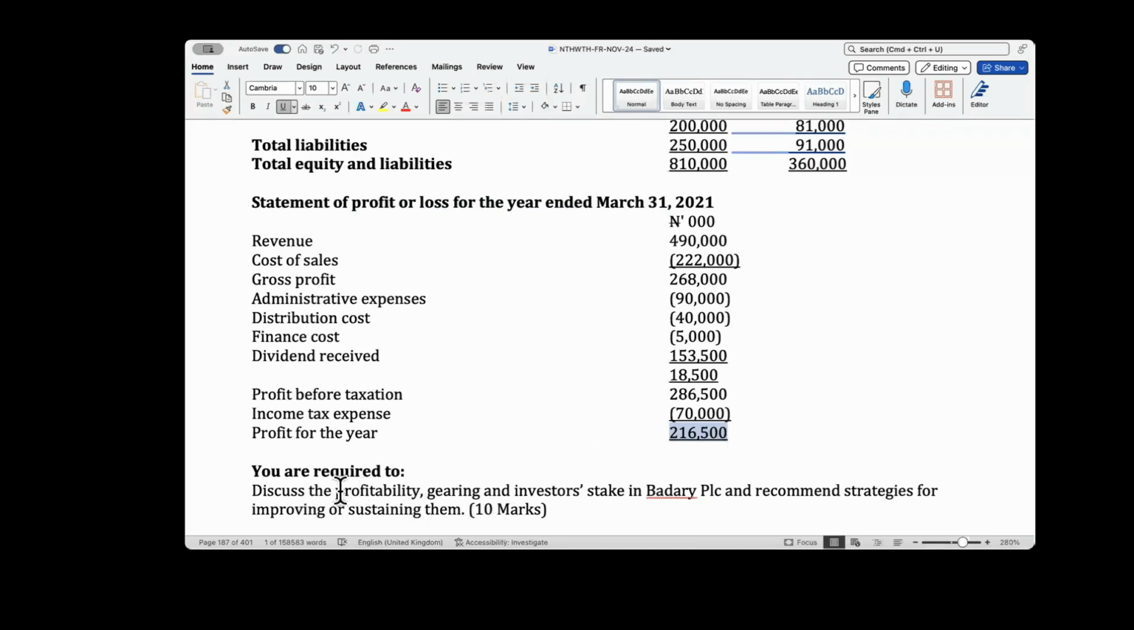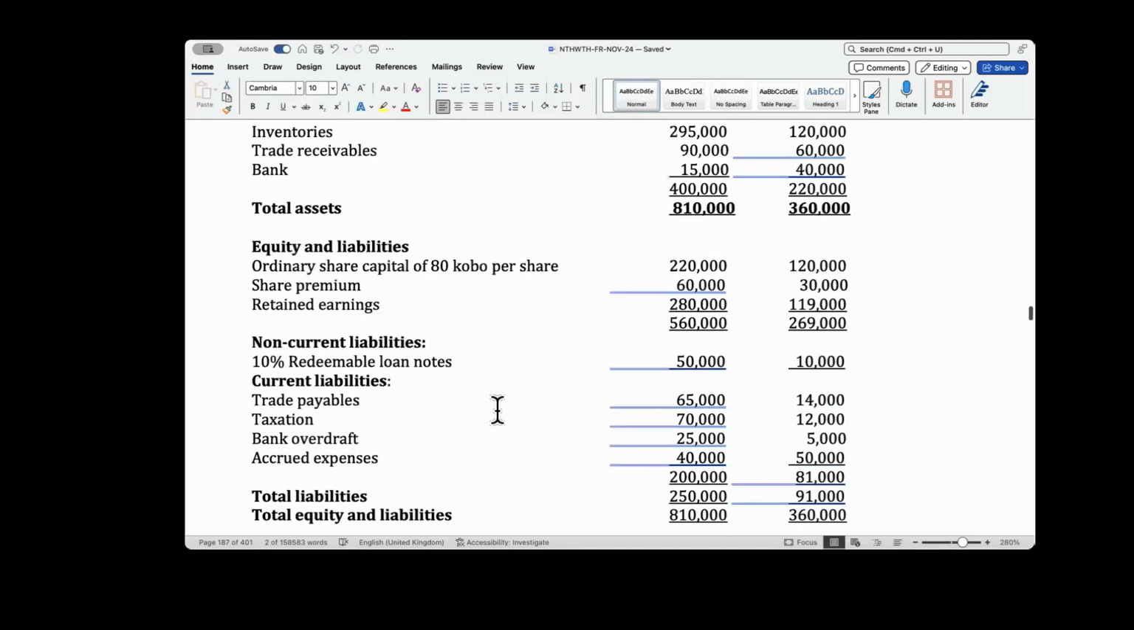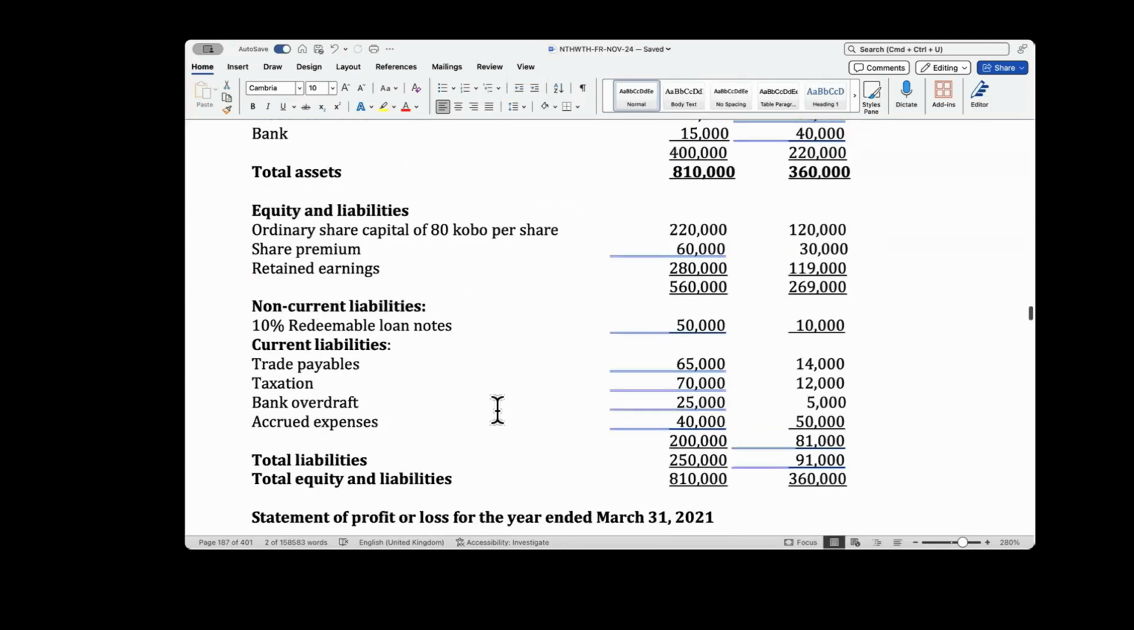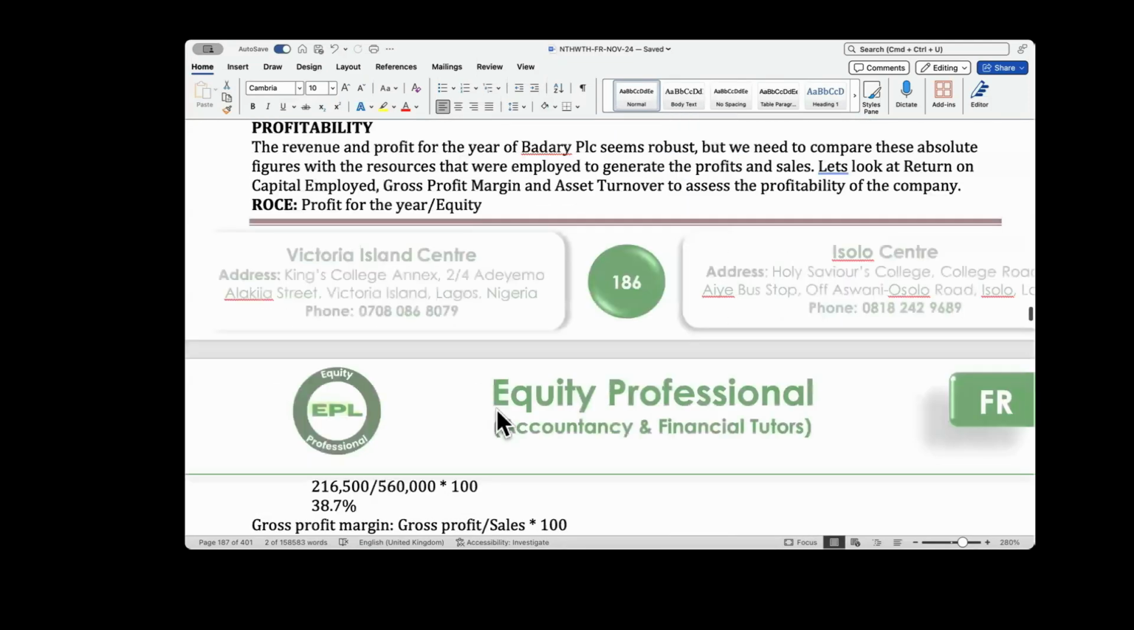So I will need to compute ratios relating to profitability, gearing, and investors' stake. Then I'll be able to discuss those ratios. Then that will be my answer for the examiner. So look at the solution I came up with.